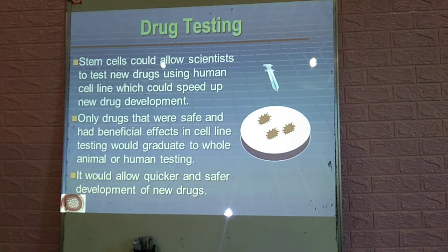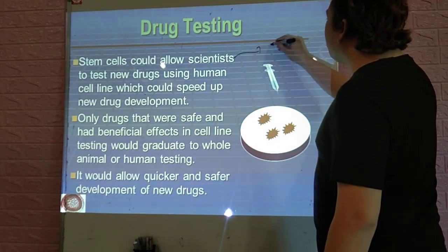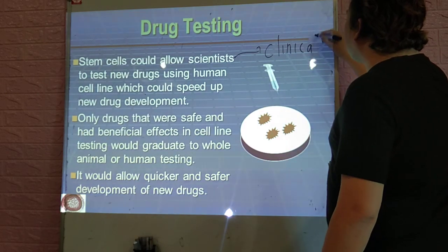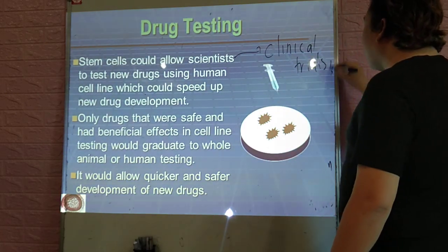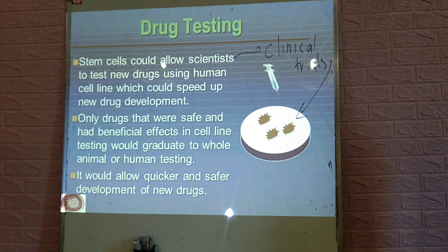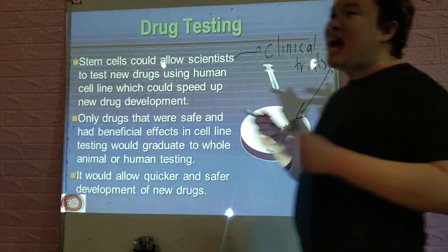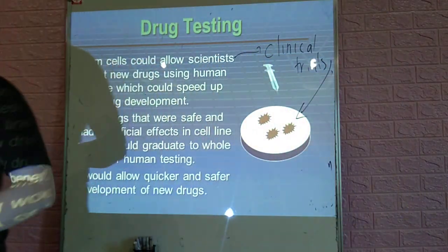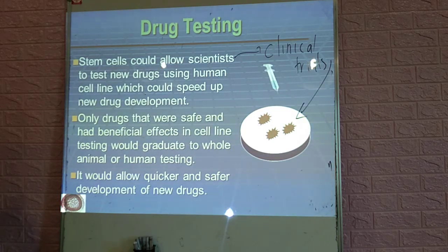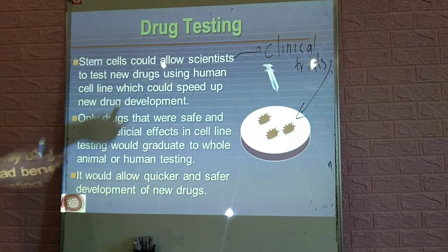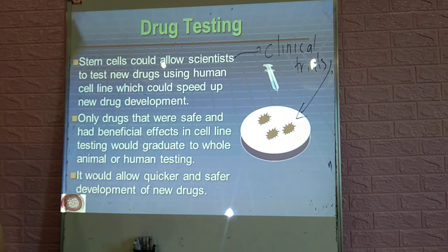Stem cells could allow scientists to test new drugs using human cell lines, which could speed up new drug development. Wherein, guys, instead of making use of clinical trials, they're going to make use of stem cell lines that are simulating that human tissue, that human organ. So instead of using the actual person that will be the subject of that drug medication effect in a 5-year, 10-year, or 20-year span, guys, they make use of cells.